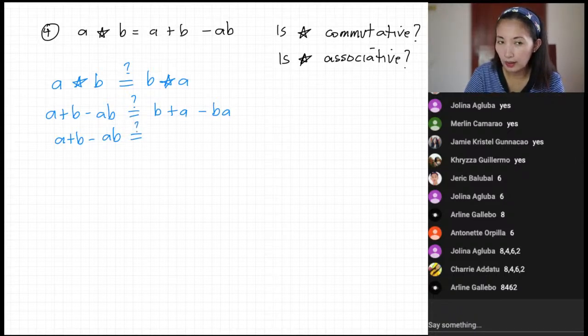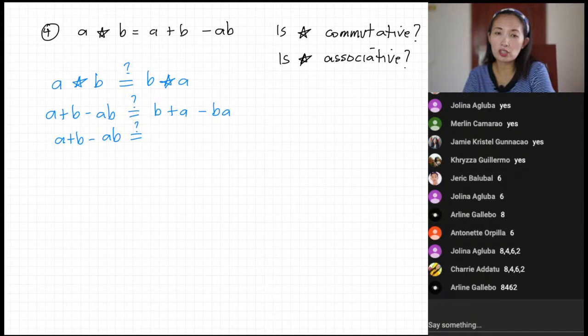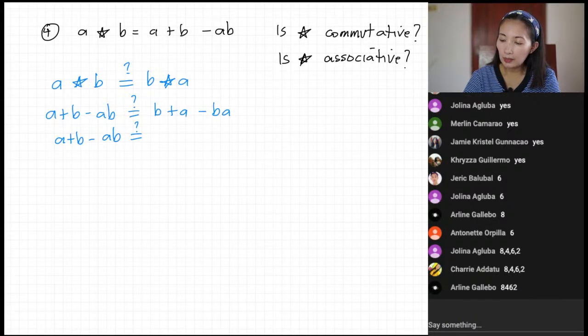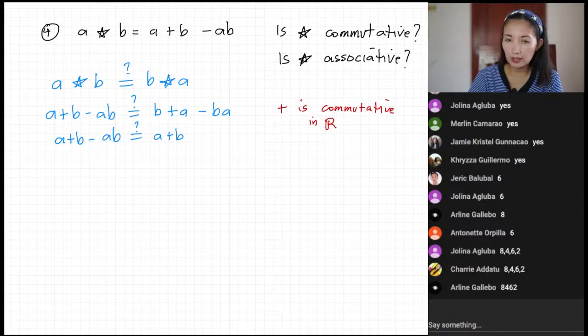Now, you know that ordinary addition, or addition in the set of real numbers, is commutative. So by that property, we can rewrite this as A plus B. Reason? Addition is commutative in the set of real numbers. Take note, we're dealing with real numbers. Commutative in R, your set of real numbers. So I could rewrite it in this manner.